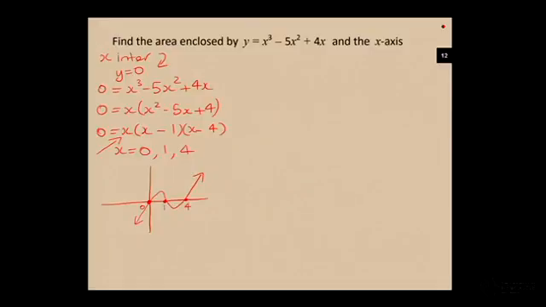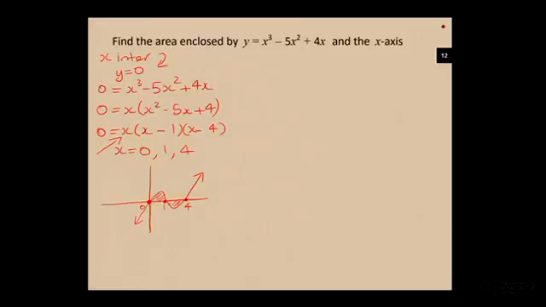You are going to hurt in your exams, in your quizzes, if you can't draw. And if you can't draw, that's because you can't factorise. So think about factorising and drawing. Now, the question said find the area enclosed by this and the x-axis. Oh, you mean this part and this part. That's what they've asked you for.